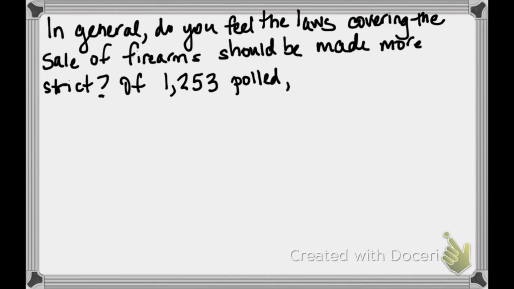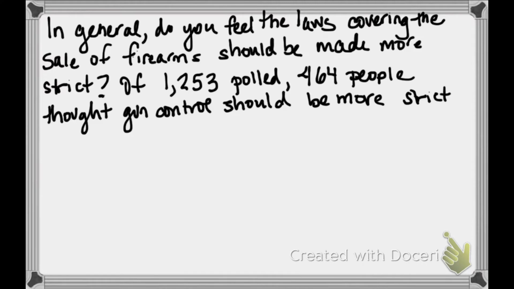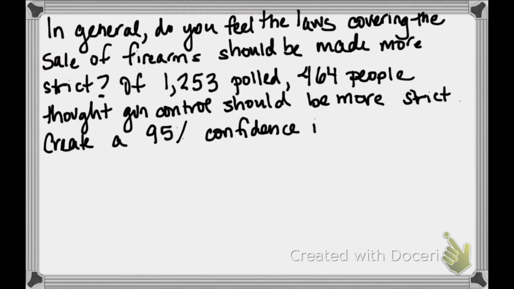Okay, we're going to do a couple of examples on confidence intervals and sample sizes. So, in general, the question is, do you feel the laws covering the sale of firearms should be made more strict? You take a poll of 1,253 people, 464 thought gun control should be more strict.